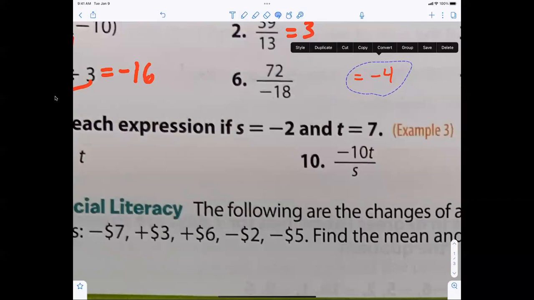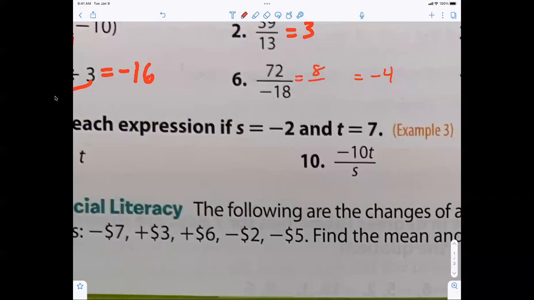So I know that 72 is divisible by 9. So if I divide 72 by 9, I end up with 8. If I divide 18 by 9, I end up with 2. So you can reduce it just like a fraction. And that was easier now. And now it's just 8 divided by 2, which of course is 4.